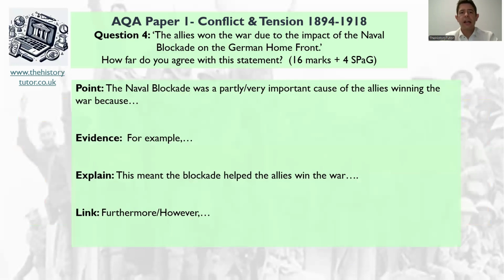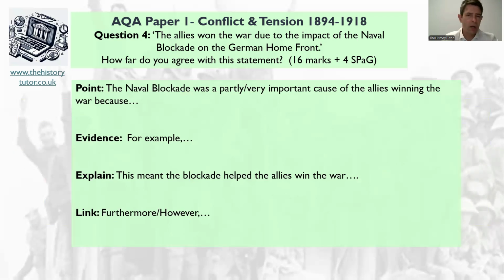So let's have a look then at the first paragraph. We're going to go through this one together, and we can work together through it. So we're going to make our point. We're going to give our evidence. We're going to explain. We're going to make a link to a wider idea.